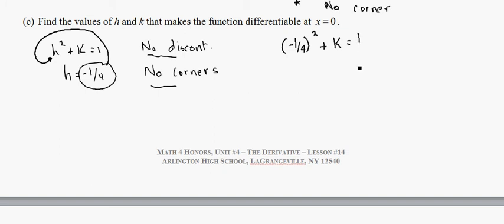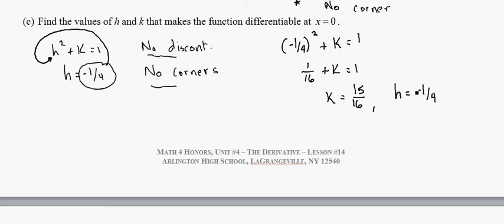So I have negative 1/4 squared plus k equals 1. That's going to be 1/16 plus k equals 1. And that tells me that k is 15/16. So when k is 15/16 and h is negative 1/4, we're going to have a smooth, continuous, differentiable function.